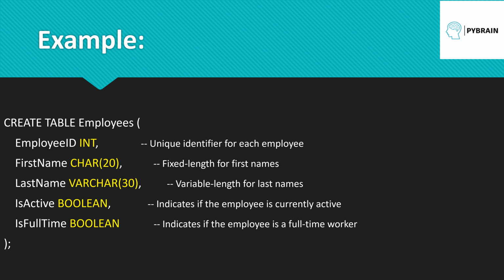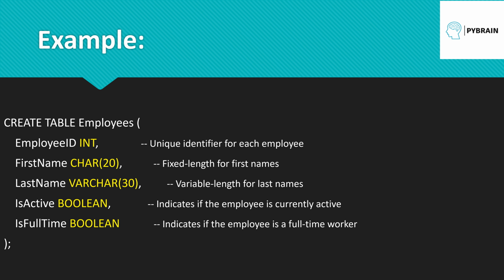Let's see one example. Here, first, employee ID, INT, is integer data type. This column stores a unique identifier for each employee as a whole number, e.g., 1, 2, 3. Each employee gets a distinct employee ID to identify them uniquely in the database.